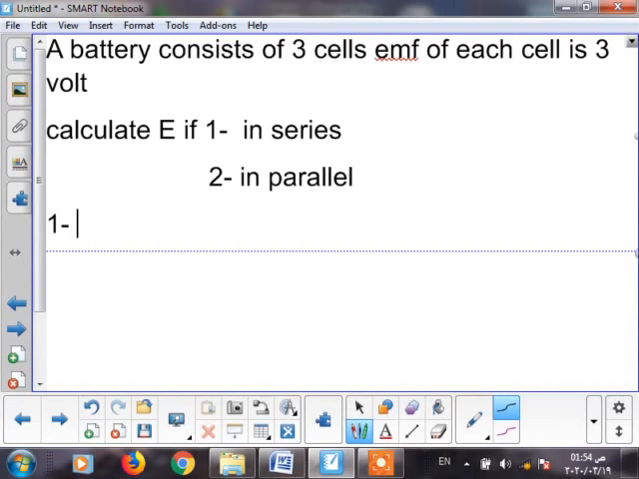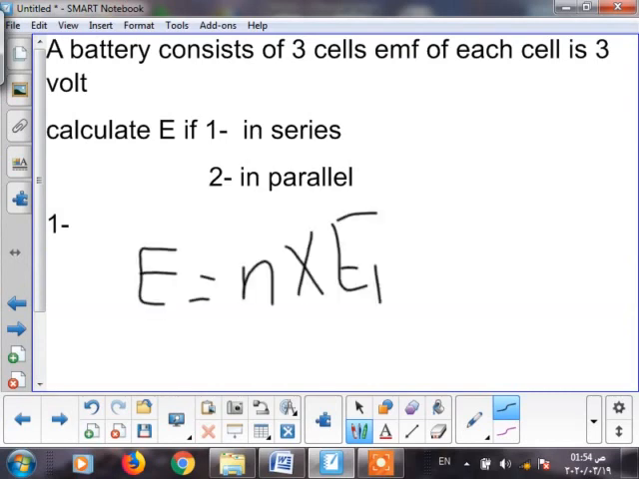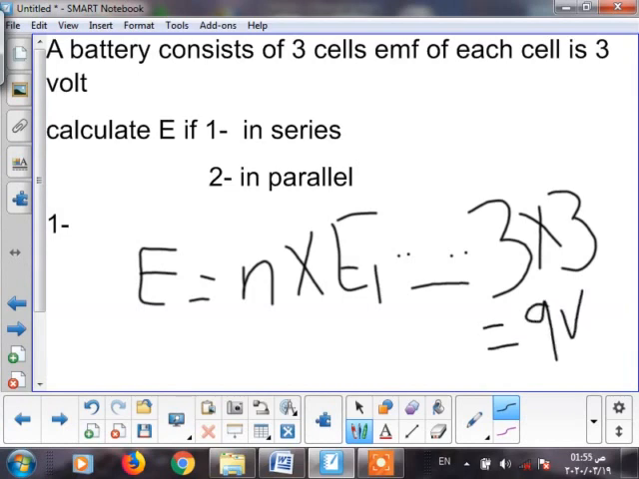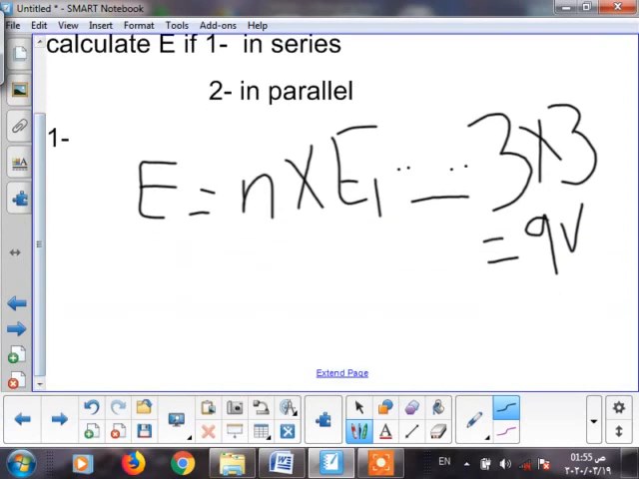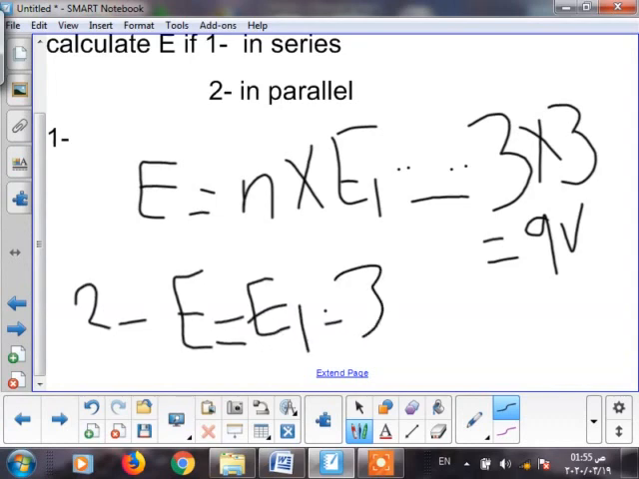All the dry cells have the same electromotive force, which is 3 volt. So how can we answer? We use the rule E equals N times E1. So how many? They are 3, equals 3 times 3 equals 9 volt. What about in case of parallel? Number 2, in case of parallel. We said that E equals E1 equals 3 volt.